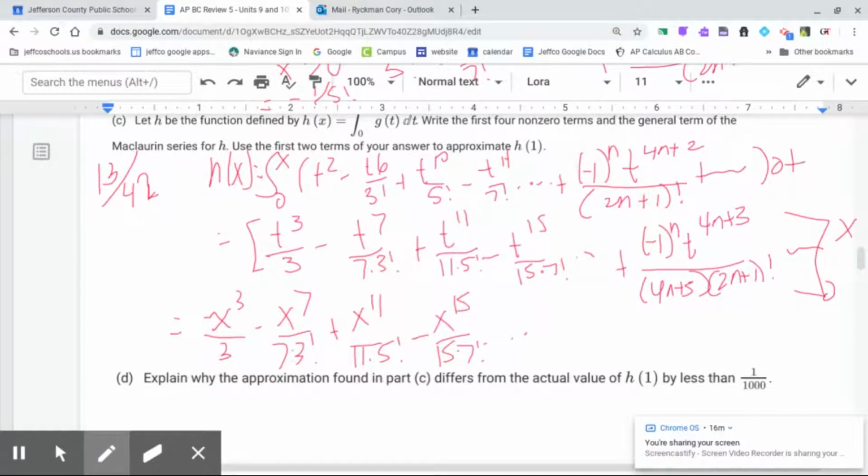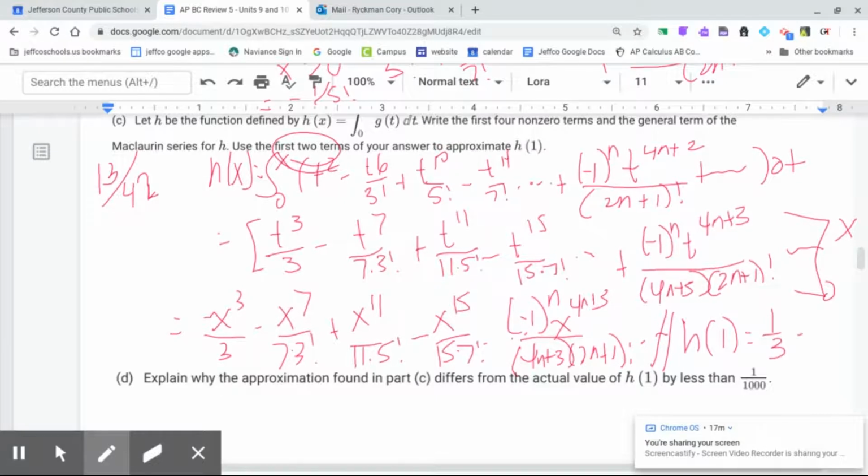Therefore, h, I didn't ever finish. I guess I got to do that. Negative 1 to the n, x to the 4n plus 3, over 4n plus 3 times 2n plus 1 factorial, and beyond. Therefore, h at 1, using the first two terms, would be 1/3 minus 1 over 7 times 3 factorial, which is 1 over 7 times 6.